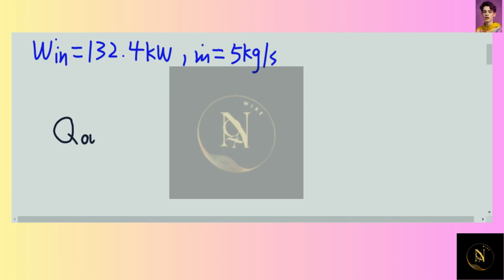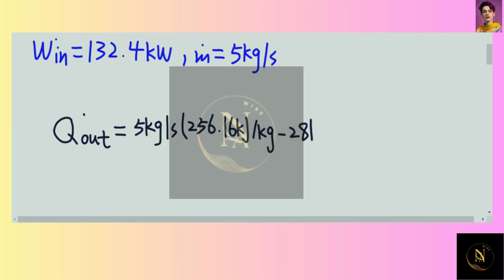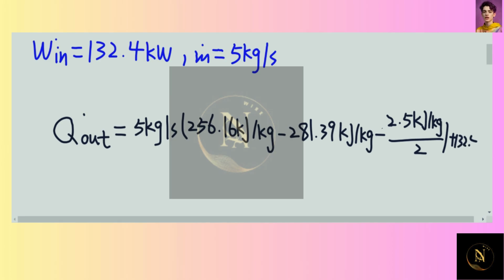So we have Q̇_out is equal to 5 kilograms per second, and then times 256.16 kilojoules per kilogram minus 281.39 kilojoules per kilogram, and then minus 2.5 kilojoules per kilogram over 2, and then plus 132.4 kilowatts.